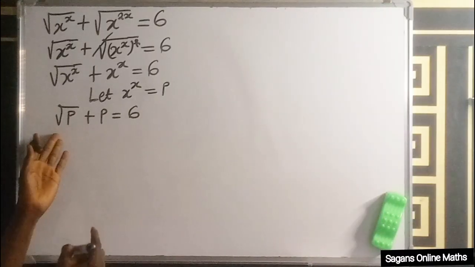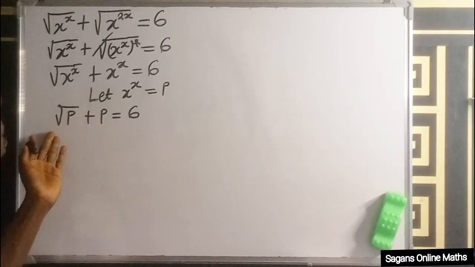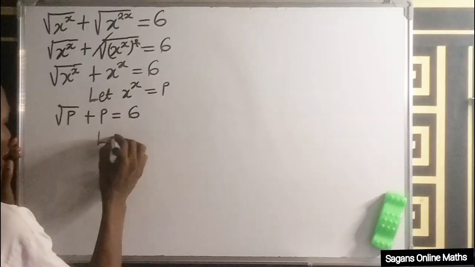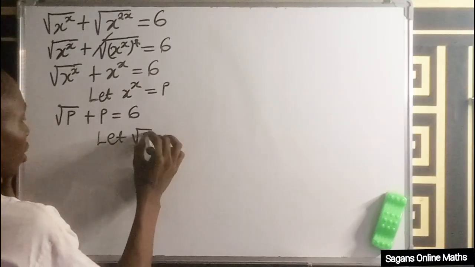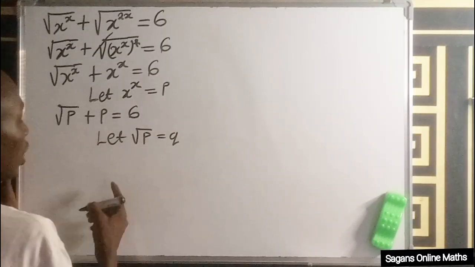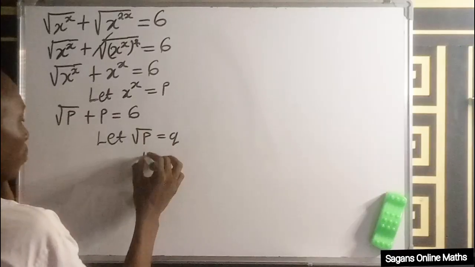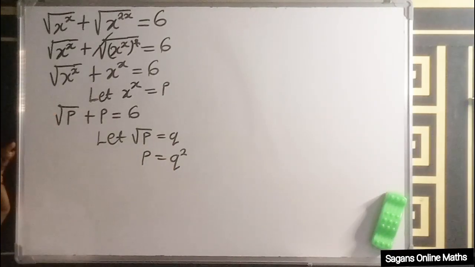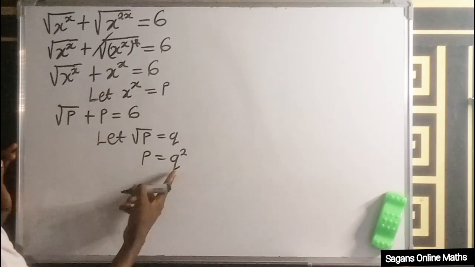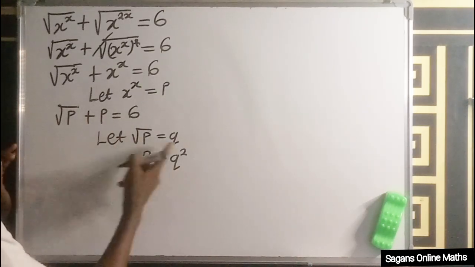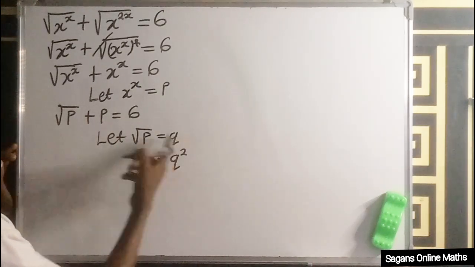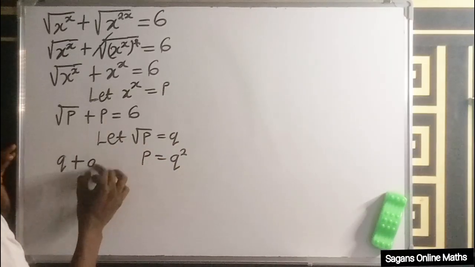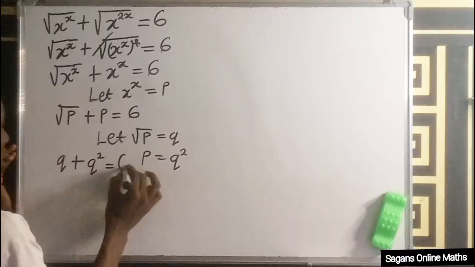And this is still in radical form. So we are going to remove it from radical form to quadratic form. Let root p equal q, right? By making p the subject of the formula, our p will be equal to q square. Now let's substitute. Root p is q, then plus p is q square, equals 6.